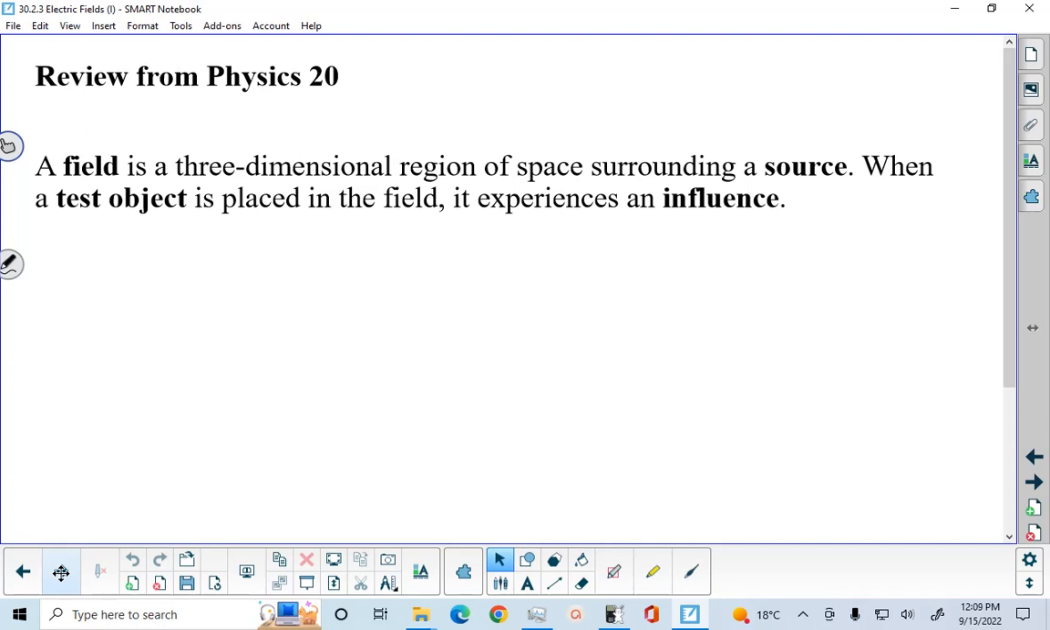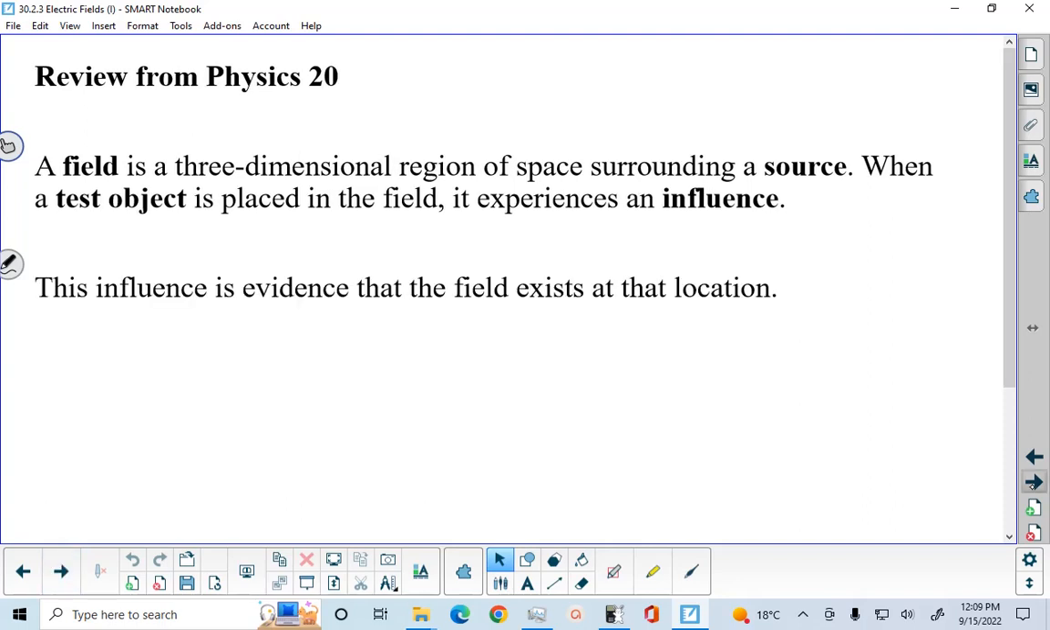I know this sounds very cryptic at this point in time, but I'm going to be using some examples to try to drive these key words home. The influence on the test object that you put in the field is evidence that the field actually exists. If I put a test object, whatever that is, at a point in space and nothing happens to it, it is not affected in any way at all, then that means that at that point in space, there are no fields present.